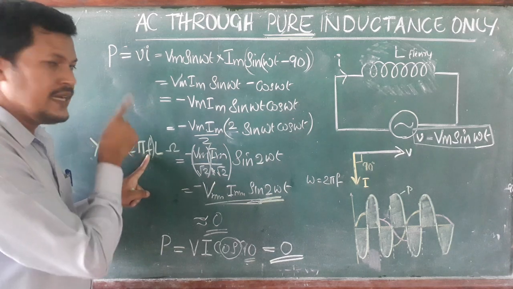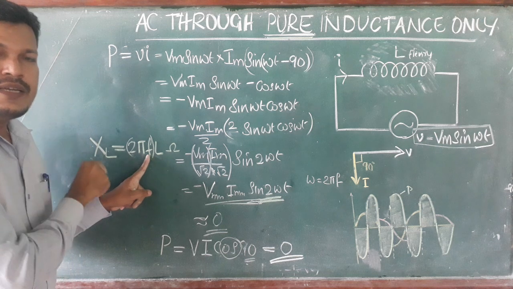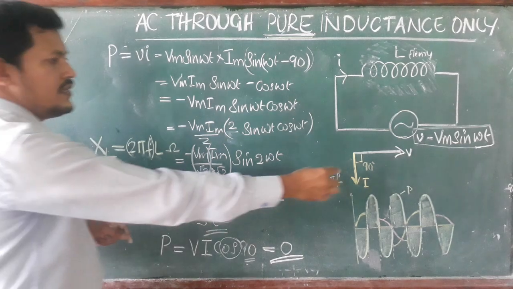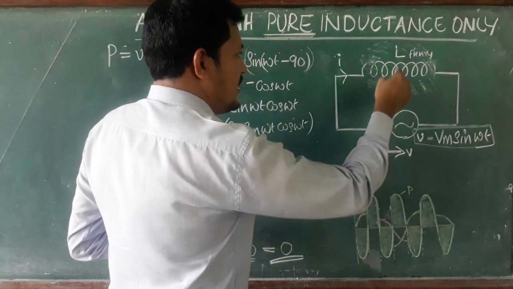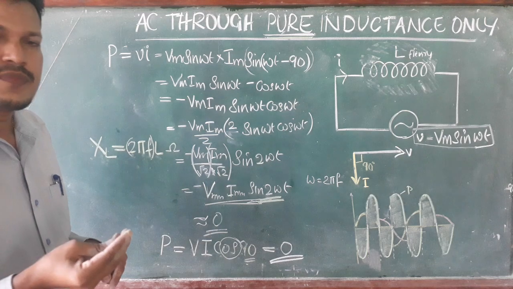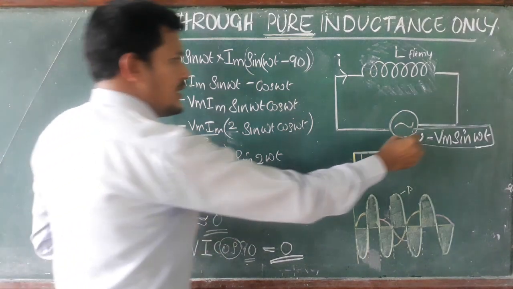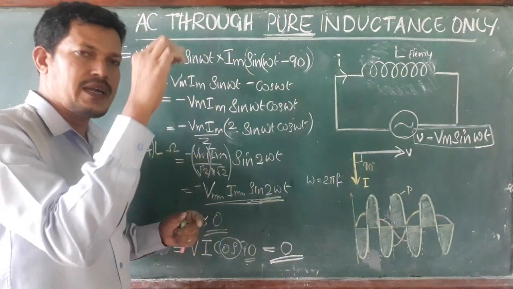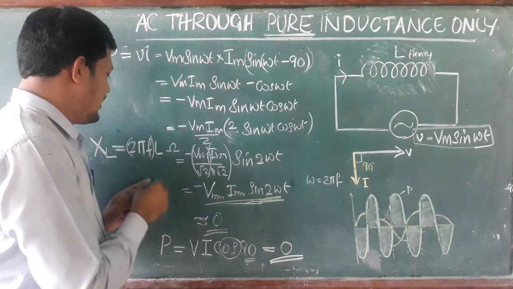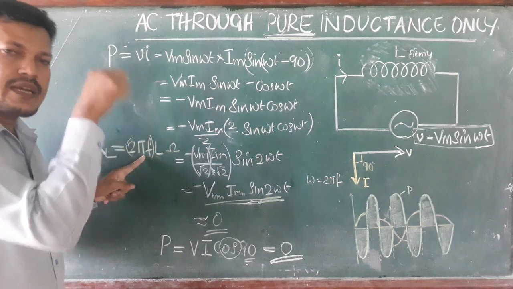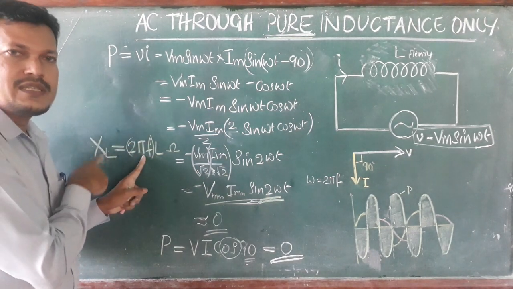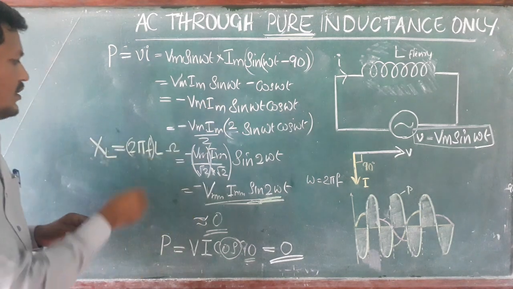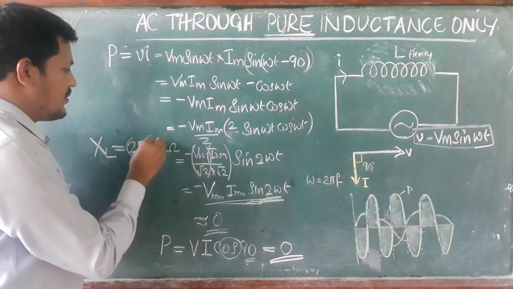When frequency increases, the inductive reactance also directly increases. Clear? So whenever the supply frequency increases, it offers more resistance, more opposition, so the current is reduced. Similarly, whenever frequency reduces, the inductive reactance also reduces, so more current may flow. Clear? So it depends directly upon our frequency value.